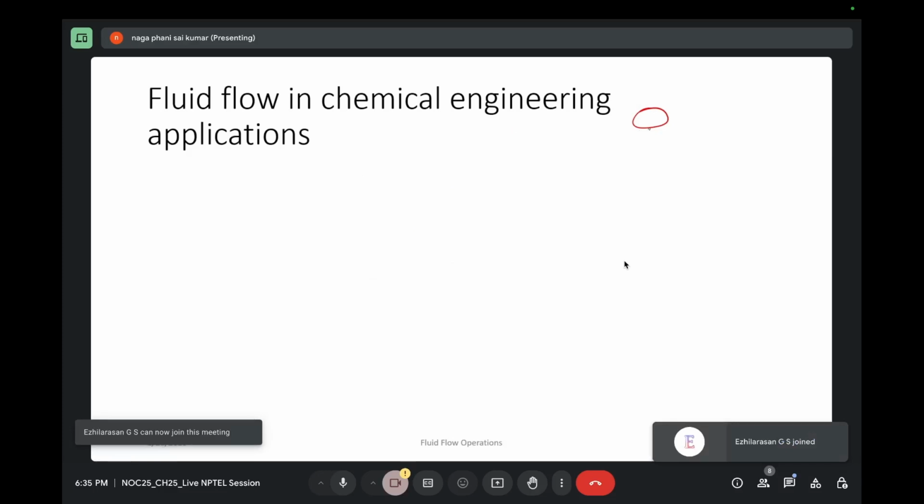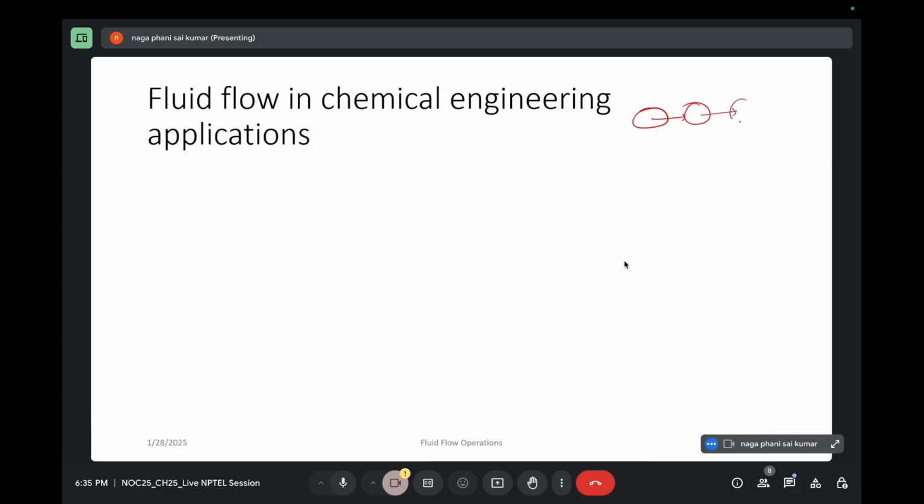So there will be a reaction happening, and after reaction, you have to separate the reactants and products. Okay, and then you have to purify the products. Okay, so these are the basic steps which will be in a plant, right? So let's draw a block diagram. We have a reactor, so we need to pump the fluid, right? So we'll be having a pump.